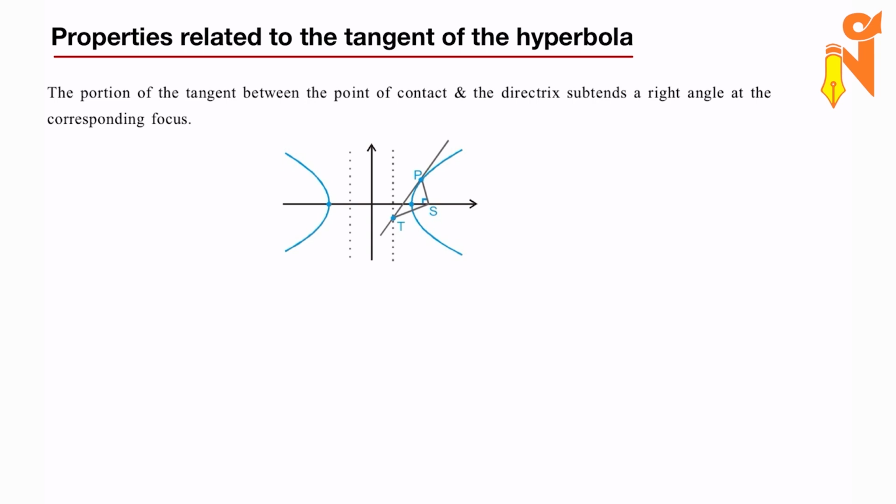So these are the common properties among the conic sections. We are not going to do a detailed proof of this. The first one, which is very popular among the conics, is that the portion of tangent between the point of contact and the directrix subtends a right angle at the focus. So from the diagram, this is the tangent and this is the directrix.